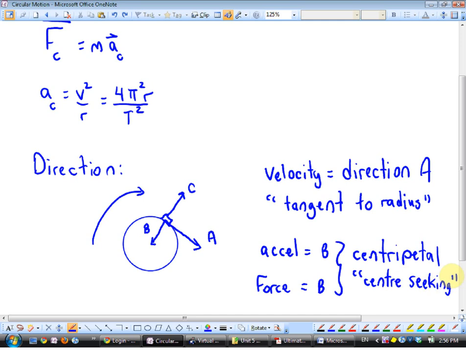By the way, let's suppose there was a string right here. If I cut the string, which way would the object move off, direction A or B or C? A, same direction as its velocity. Because as soon as I cut the string, that inwards force is gone. So now it's going to move by Newton's first law, straight line, constant speed.